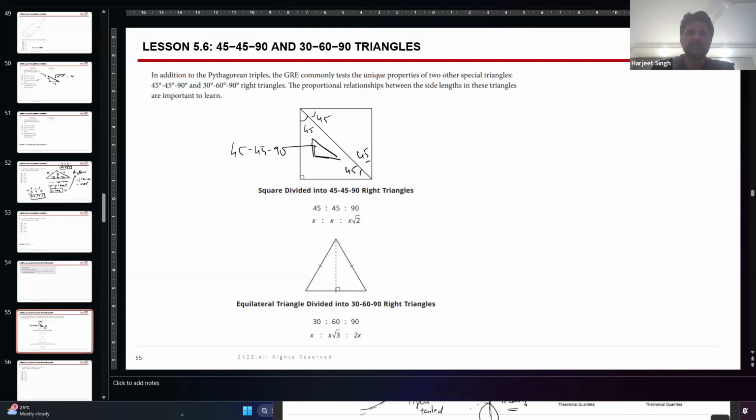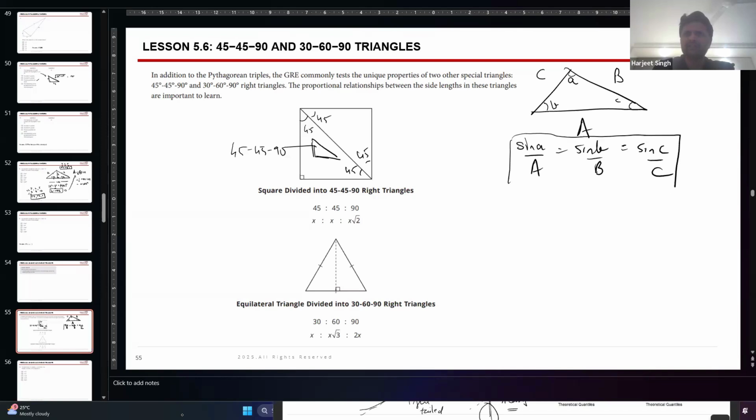I think we did this, but I'm not sure. If we have a triangle where A, B, and C are the sides of the triangle, and small a is the angle opposite to side A, small b is the angle opposite to side B, and small c is the angle opposite to side C, then we have sine A upon A equal to sine B upon B equal to sine C upon C. Which means that the largest angle of a triangle will have the opposite side to it as the largest side of that triangle.